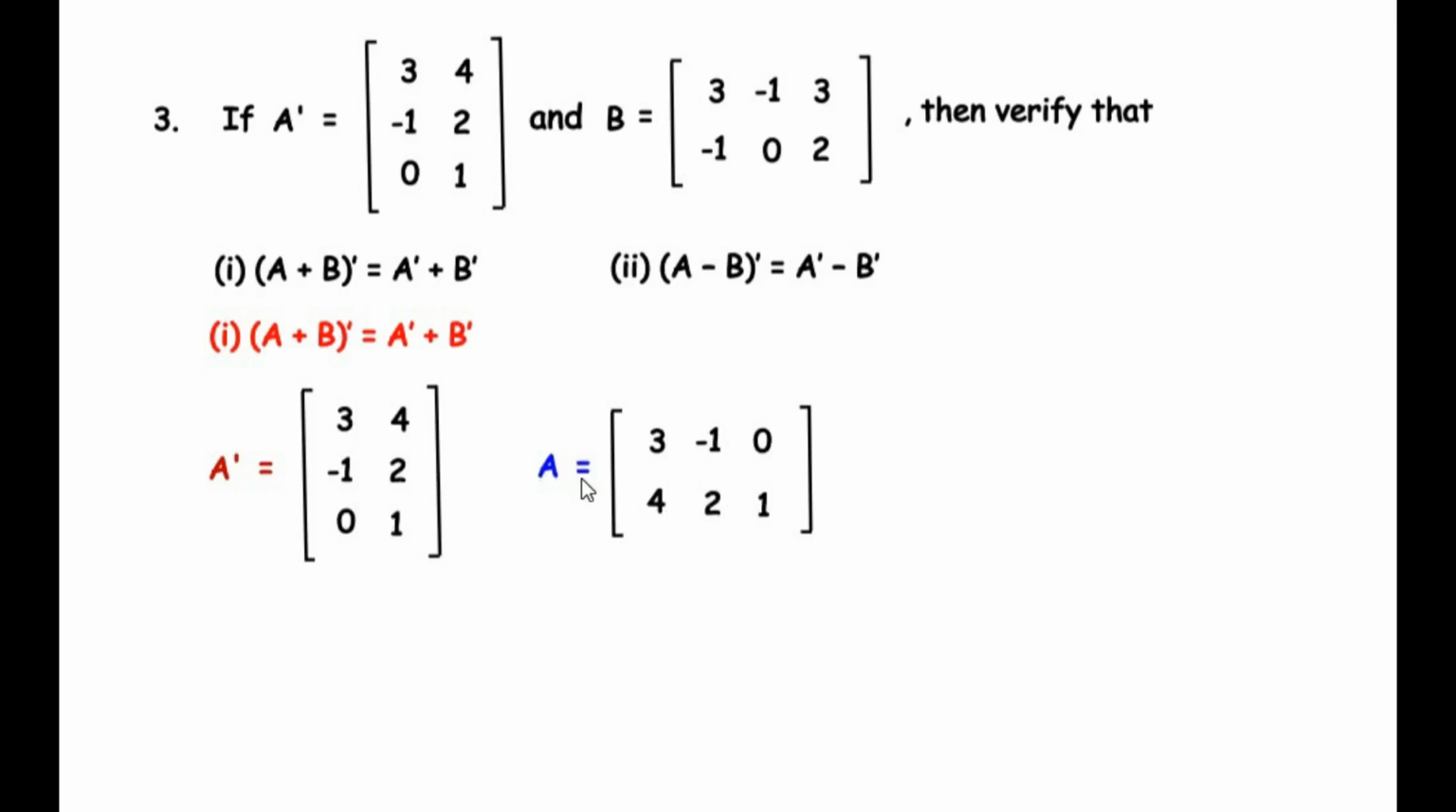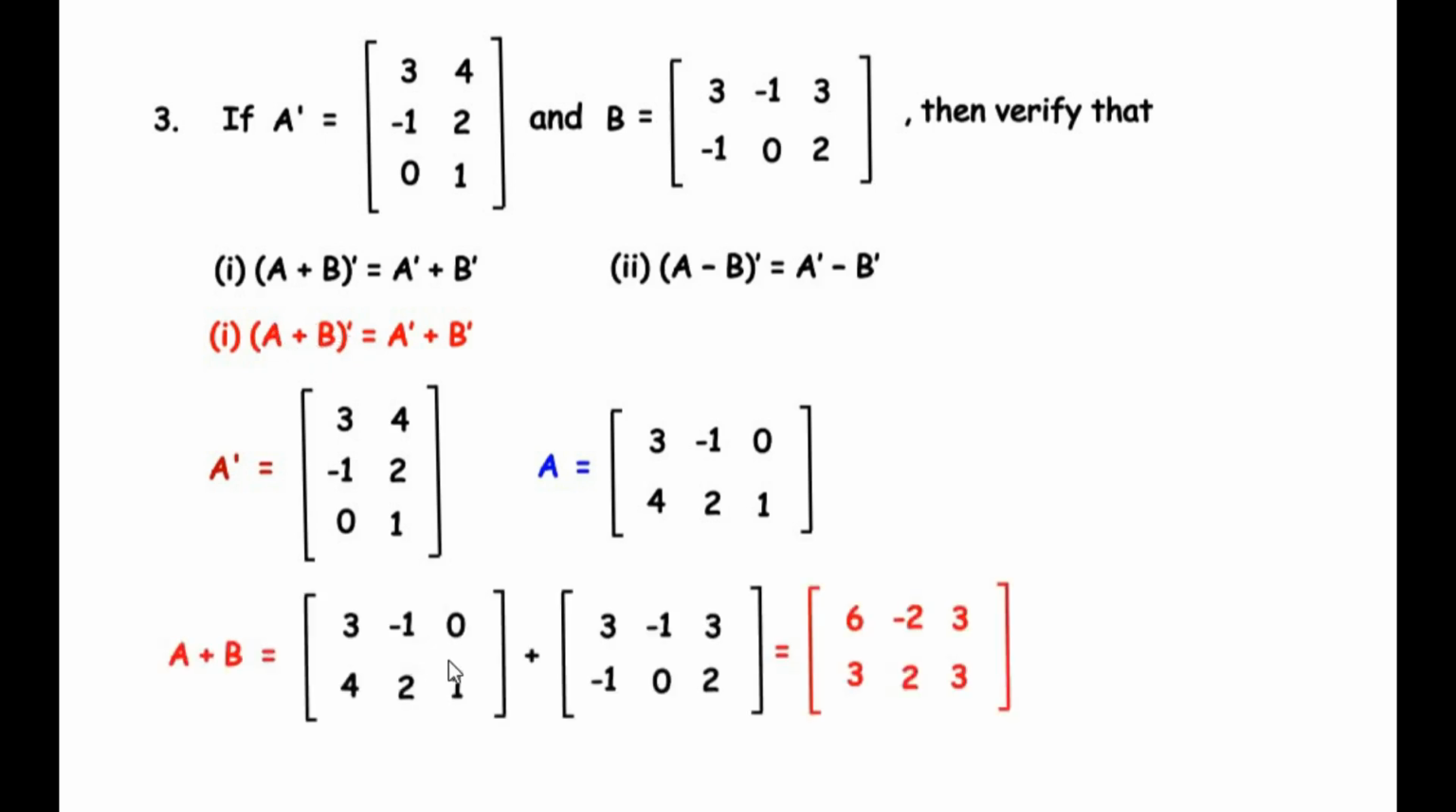So once we have got the value of A, let us focus on the left hand side, that is A plus B. Now here matrix A plus matrix B. Now you can see the orders of matrix A and B are same, that is 2 by 3 and 2 by 3. So we can perform the matrix addition element by element. So 3 plus 3 is 6, minus 1 plus minus 1 gives us minus 2. 0 plus 3 is 3, 4 plus minus 1 is 3, 2 plus 0 is 2 and 1 plus 2 is 3. So these are the elements of A plus B.